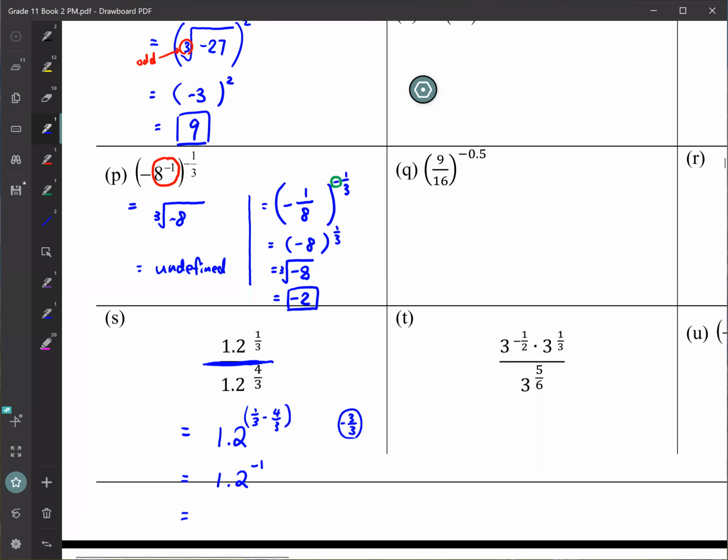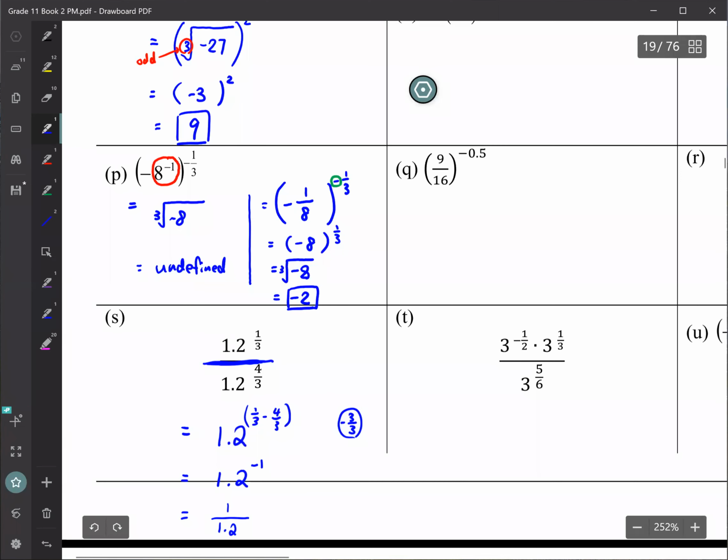Do you just do 1? Does it become a fraction? Okay, how do I do that? 1 over 1.2 to the 1.